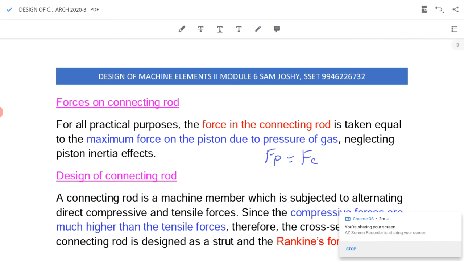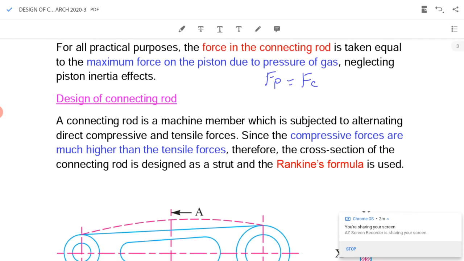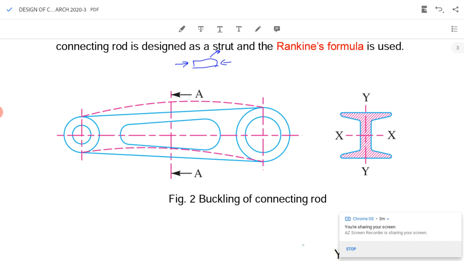Now, how to design a connecting rod? The connecting rod is a machine member which is subjected to tensile and compressive forces. However, it can be observed that the compressive forces are much higher than the tensile forces, and therefore the cross section is designed as a strut. A part under compression is called a strut, and Rankine's formula is used. So we have well-known equations by Rankine's theory for designing a strut.